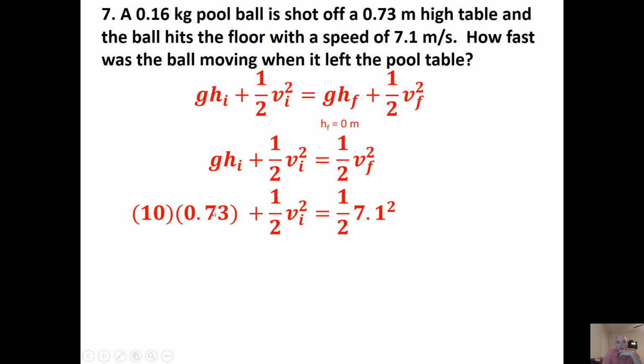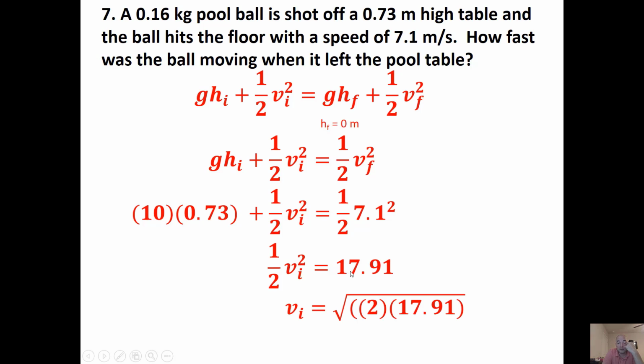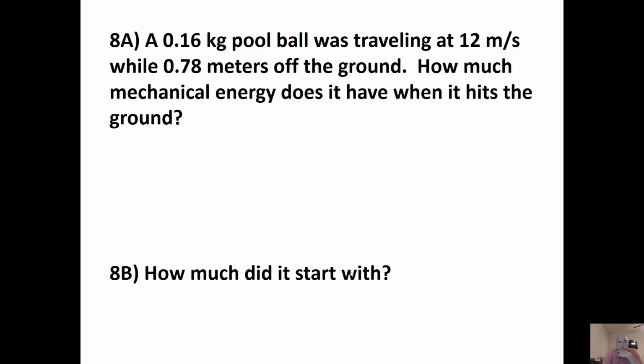We're going to subtract both sides by this right here. And when we subtract both sides, we end up getting this number right here. Once you're done with that, you subtract this over here from the other side, and you should get 17.91. Then we're ready to multiply it by 2 and take the square root to final it out, and we get 5.98 meters per second.